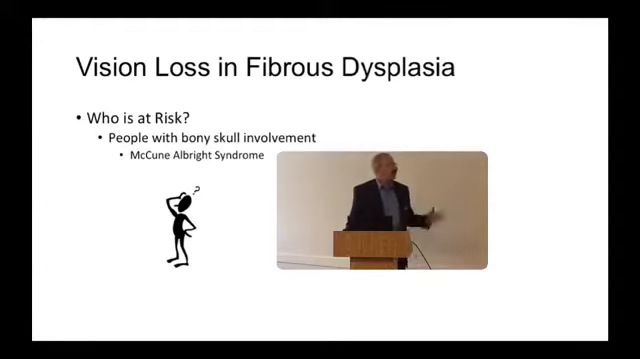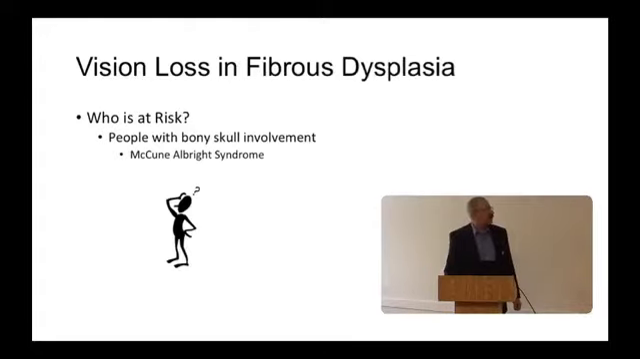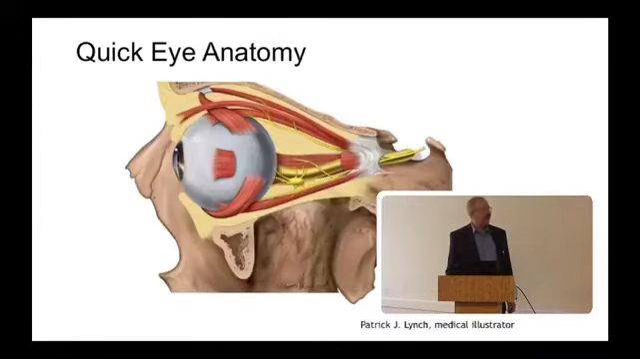And I have just some anatomy pictures here again. These are schematically drawn. Here's a side view of the eye. There's one of the muscles that's been cut off. You can see that the optic nerve is going to the back part of the bony orbit, and it goes through an opening which happens to be in a specific bone, the sphenoid bone. And that bone turns out to be often involved in fibrous dysplasia, McCune-Albright syndrome.